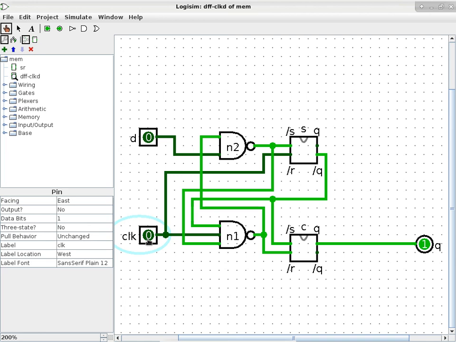So are we okay so far with that analysis? Okay, so we clock it, and that's exactly what happened.